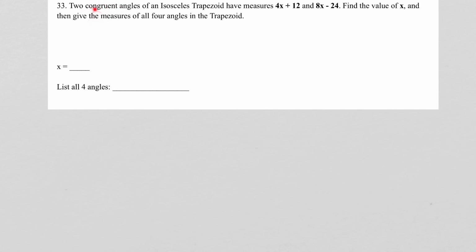Well, if the angles are congruent, that means they're equal. So I'm going to start by setting those equal to each other. I'll bring the 4x over by subtracting it and get 8 minus 4 is 4. I'll bring this over by adding it. 12 plus 24 is 36. And I'll divide each side by 4, and I'll get x is equal to 9.